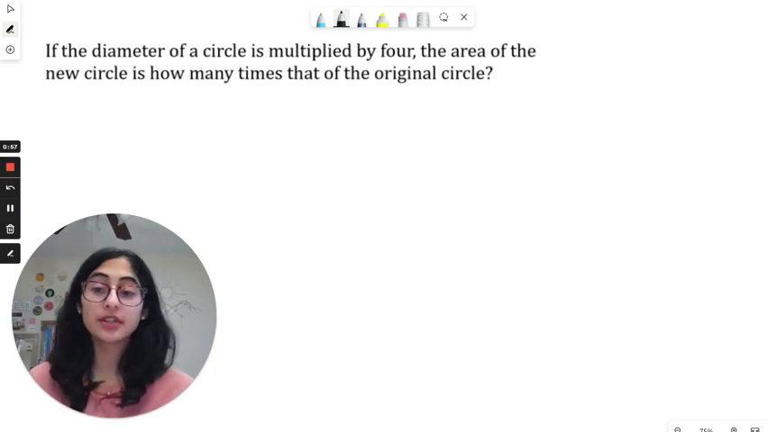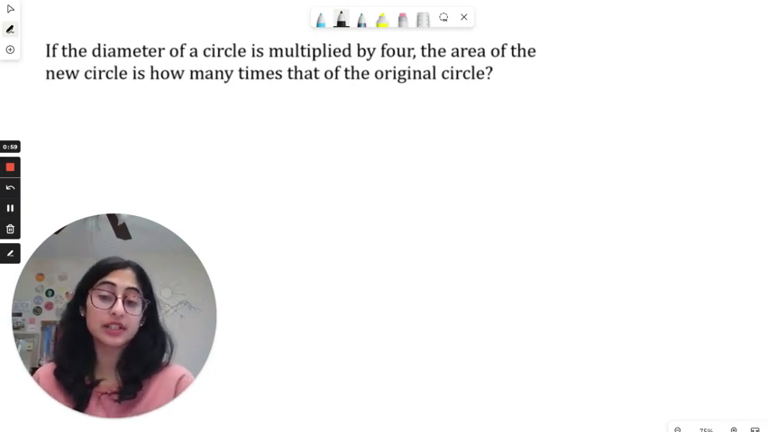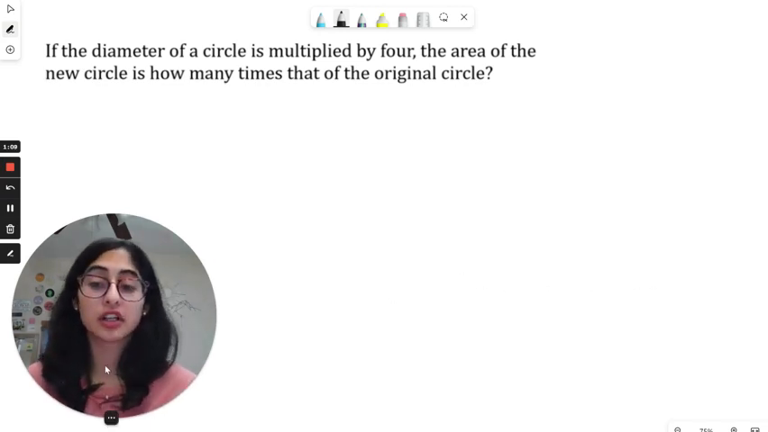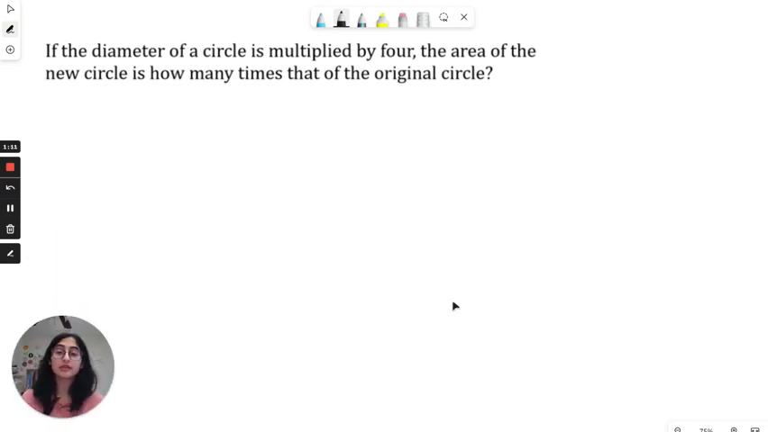Okay, so this is question 3 of the week 2 sprint questions, and it says if the diameter of a circle is multiplied by 4, the area of the new circle is how many times that of the original circle? So there's actually a trick for this, which I'll show you guys, but first I want to show you how you could approach this if you didn't know the trick.